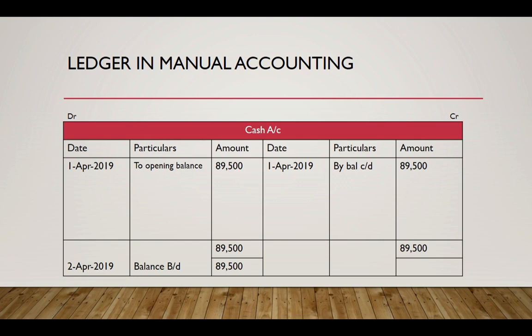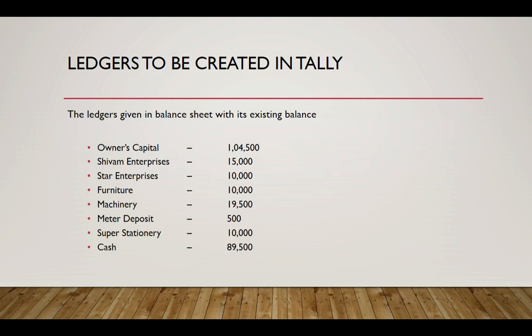As you can see on your screen, there is a cash ledger which contains opening balance of Rs 89,500. So this opening balance has been taken from the previous year balance sheet. We need to record the same information in Tally. So apart from cash ledger, we need to create the following ledgers in Tally. So how do we create those ledgers? Let's find out.